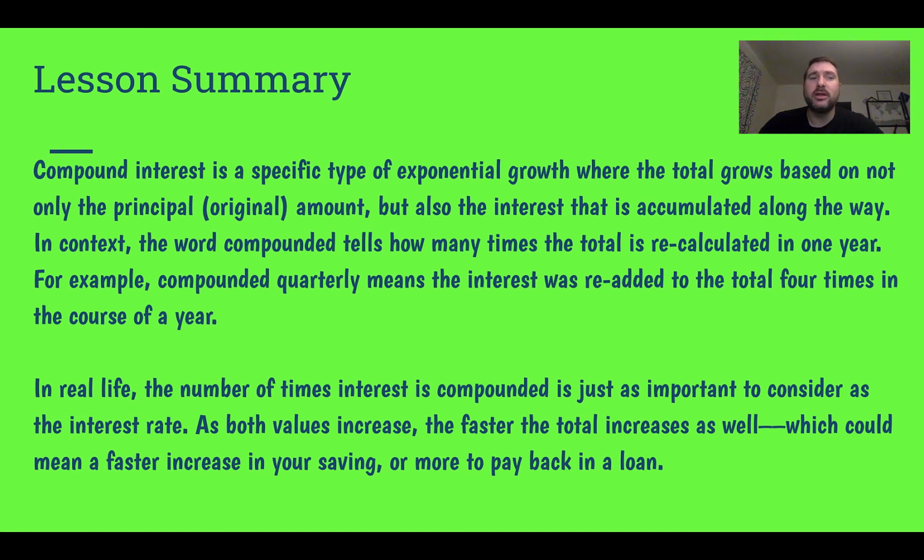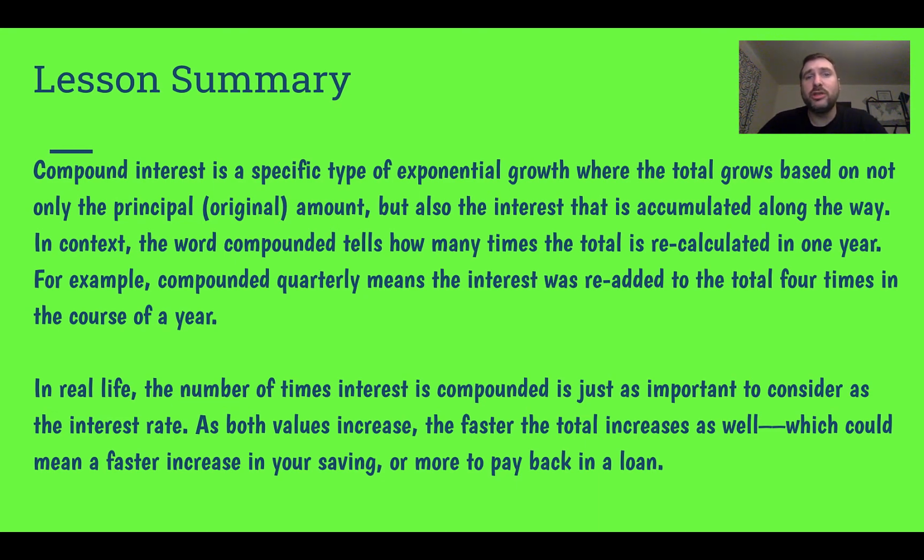In this lesson, we learned that compound interest is just a specific type of exponential growth where our total amount of money is growing based on the original amount, but also interest along the way. In these problems, in context, you're going to look for the word compounded, and that will tell you how many times your interest is recalculated in a year. So for example, compounded quarterly would mean the interest is re-added 4 times over a year. So n would be equal to 4.